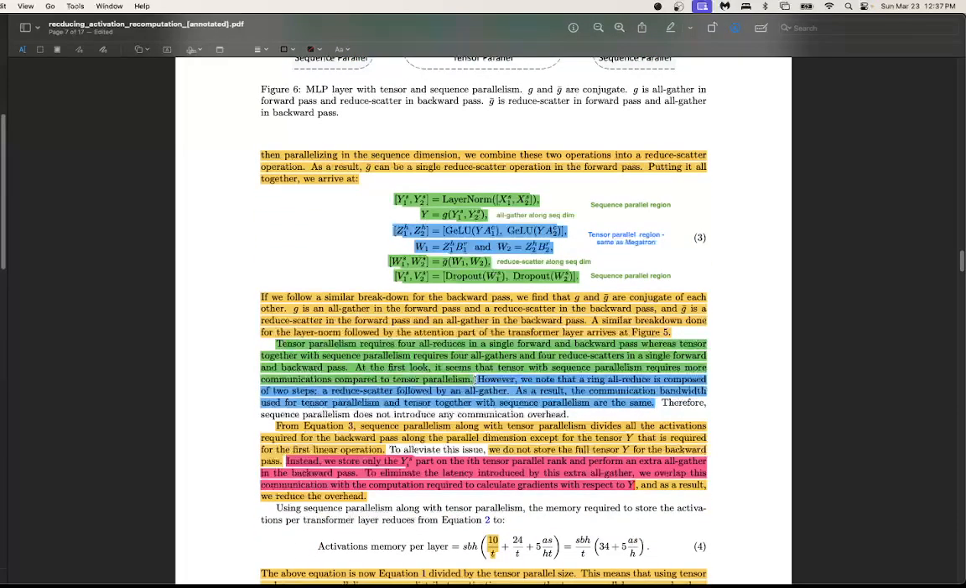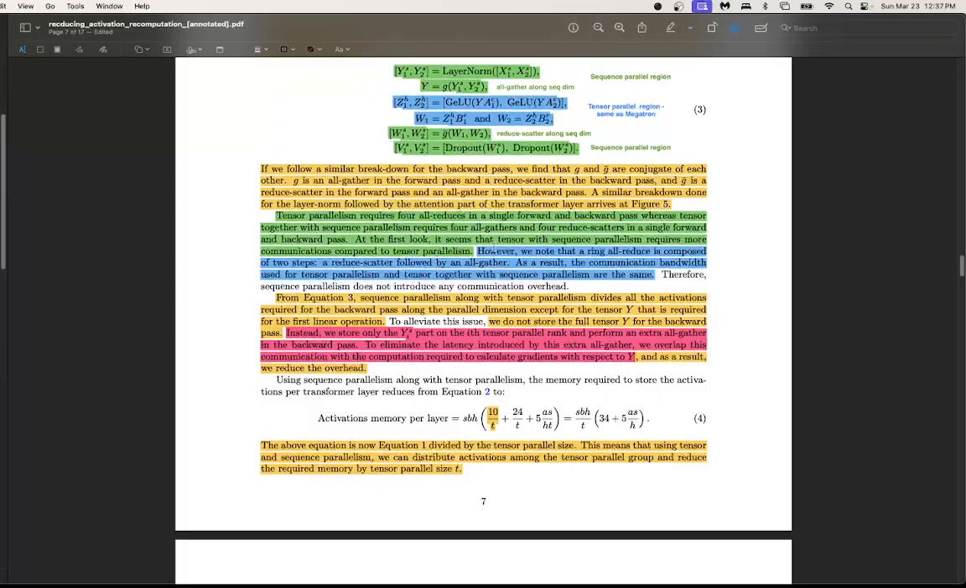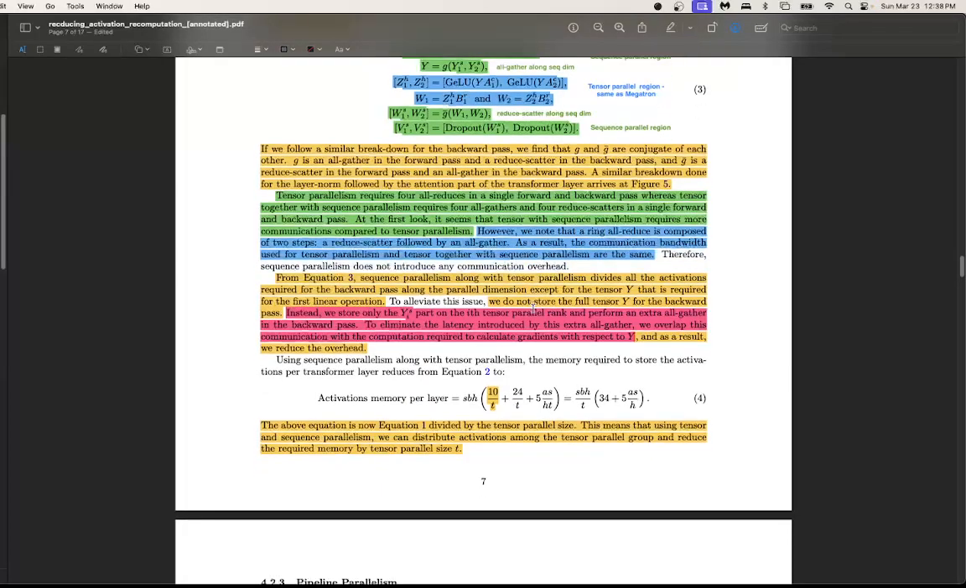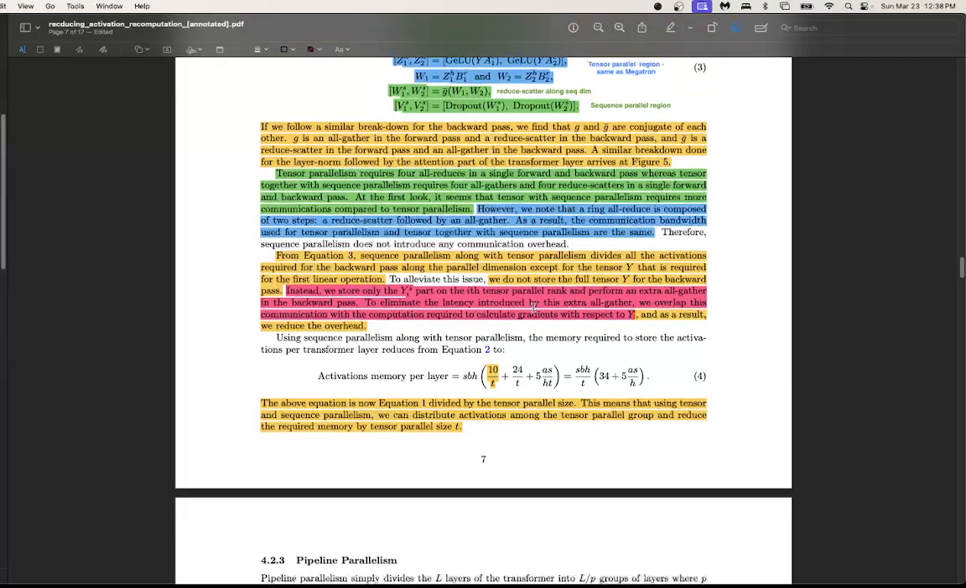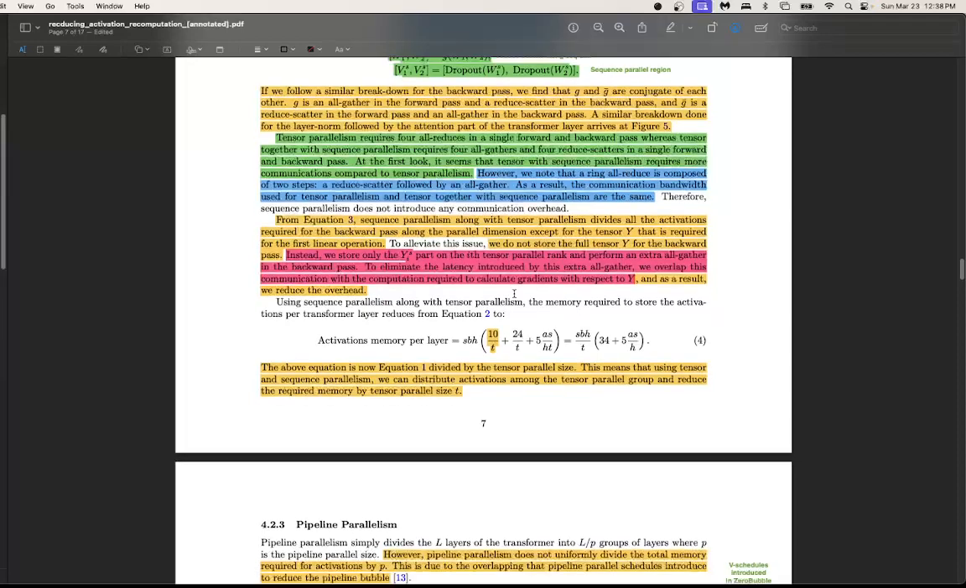Here's where they describe what I just already talked about, the number of collectives: 4 all gathers and 4 reduce scatters, and the 4 backward, and how it's equivalent because the implementation of all reduce, the ring-based algorithm, is actually composed of a reduce scatter followed by an all gather, so it should be equivalent.